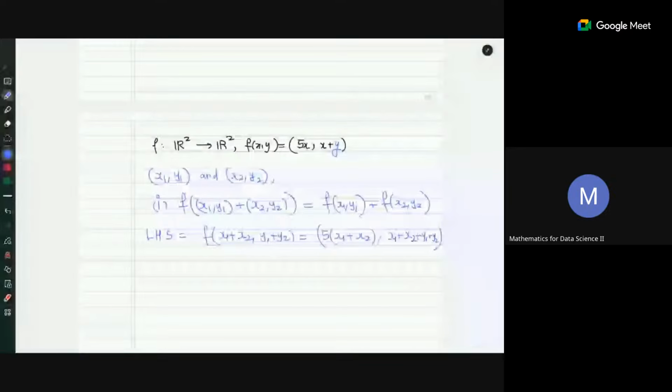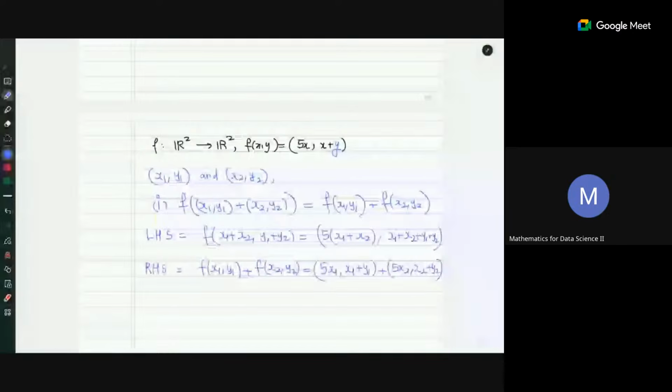All right. Now let's do the RHS. So what is RHS? This is your RHS. So it will now be 5 times x1 comma x1 plus y1. And then 5 times x2 comma x2 plus y2.